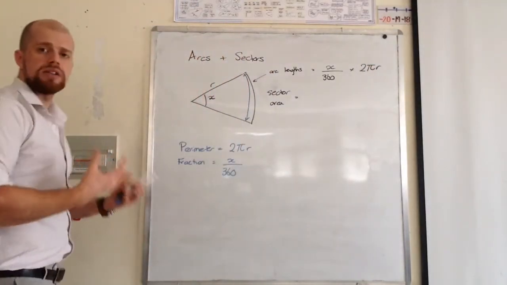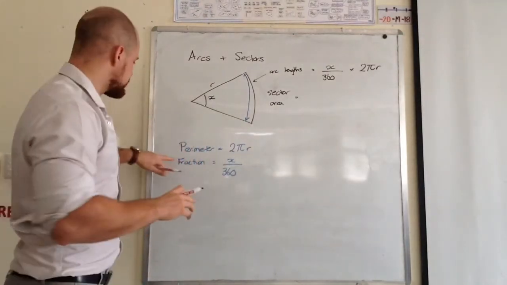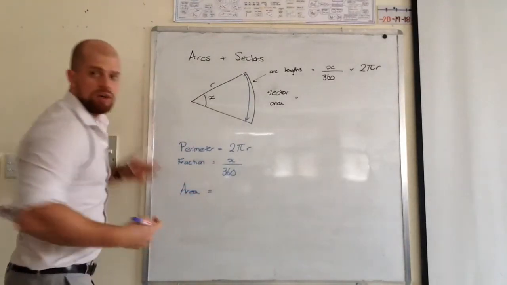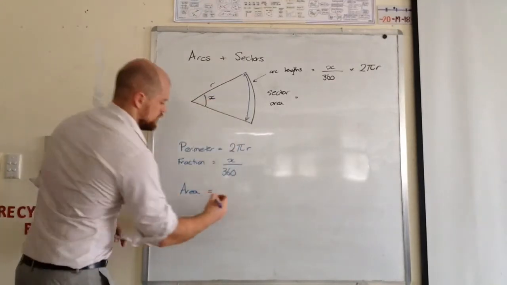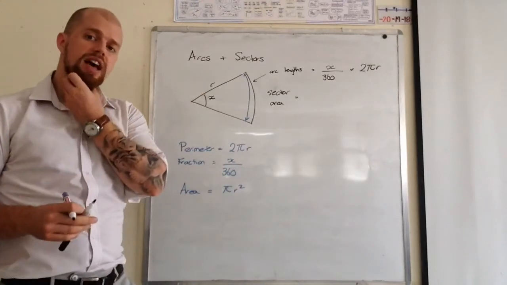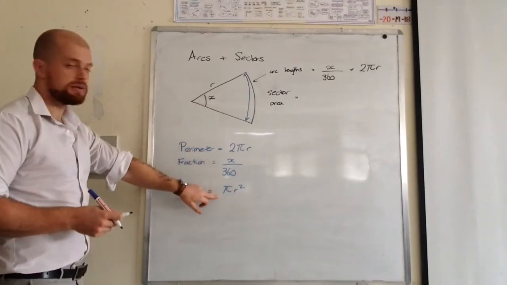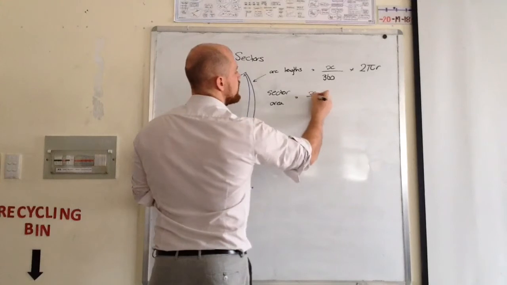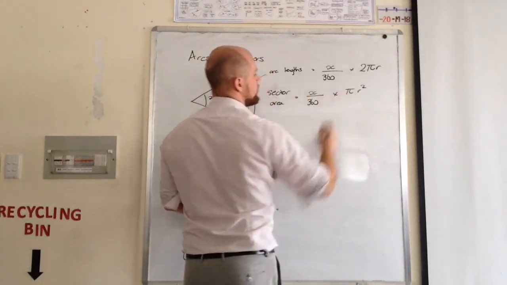Similar, but now we're going to look at the sector area. So the sector area is the fraction, but this time not of the perimeter, but of the area of a whole circle, because this is a fraction of my whole circle. The area of a circle is given by pi r squared. Therefore, when we take the fraction of the amount, we do the fraction times the area of the circle. So I'll do x over 360 times pi r squared.